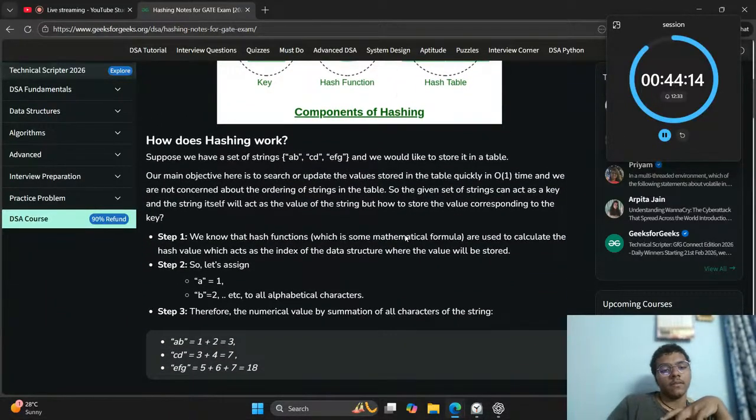How does hashing work? Suppose we have a set of strings A, B, C, D, F, G, and we would like to store it in a table. Our main objective here is to search or update the values stored in the table quickly in one time. And we are not concerned about the ordering of strings in the table, so the given set of strings can act as a key, and the string itself will act as a value of the string.